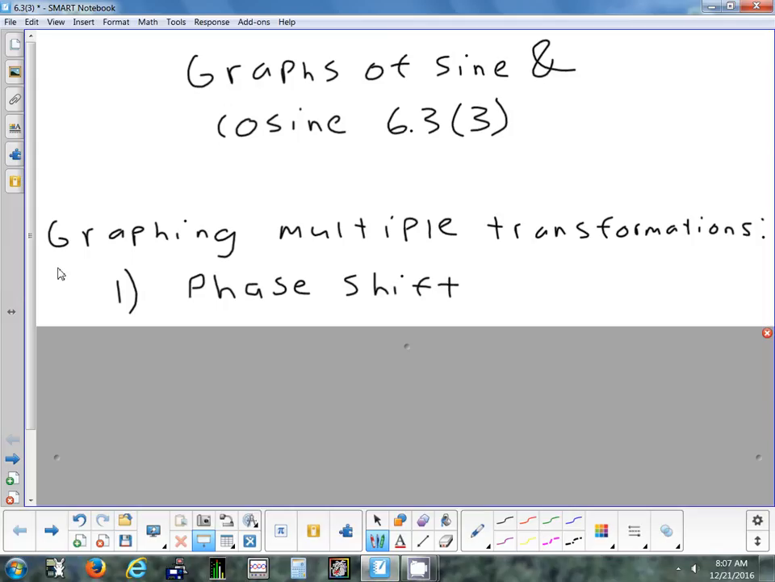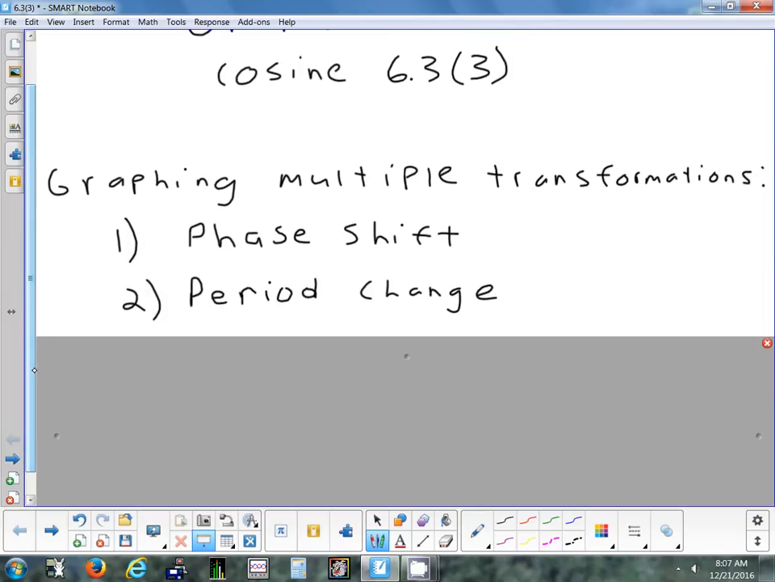Okay, so the first thing you want to do is a phase shift. Always handle your phase shift first. The next thing is period change. And sometimes the way I remember these two, it's almost like you're solving an equation. If I was solving this equation, the first thing I would deal with is the addition or subtraction. That's like the phase shift. The next thing I would deal with is the number in front of x. That's like a period change. So it's kind of like the order when you're solving an equation. This first, and then that last. That makes sense?